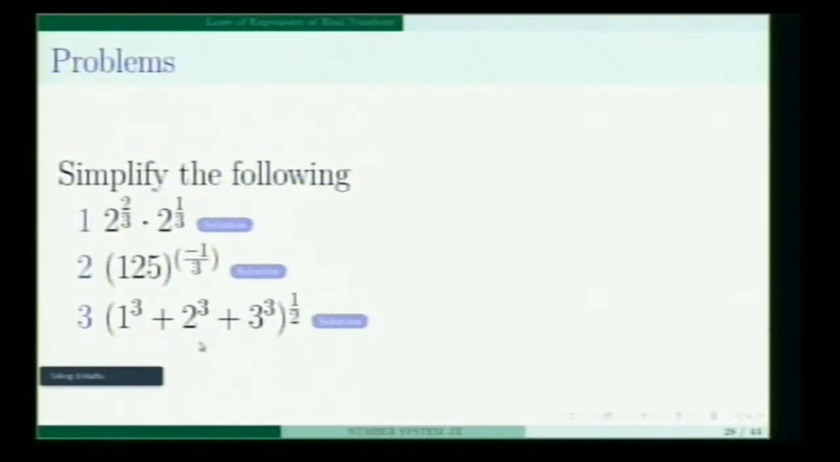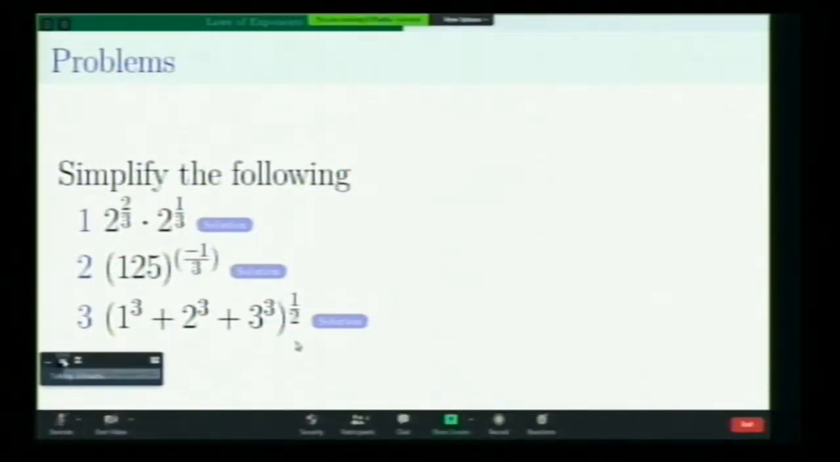This calculation is very simple for everyone. Okay. 1 cube is 1, 2 cube is 8, 3 cube is 27. Add them, you will get 36. 36 raised to 1 by 2 is 6. So answer you will get. Very easily you will get the answer.